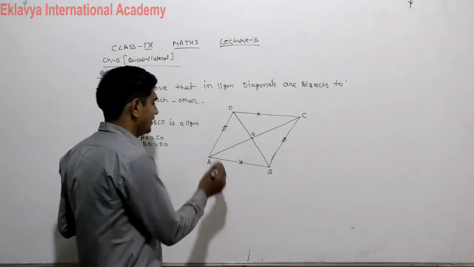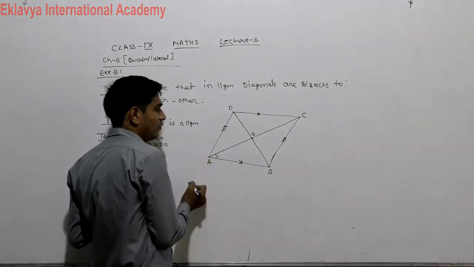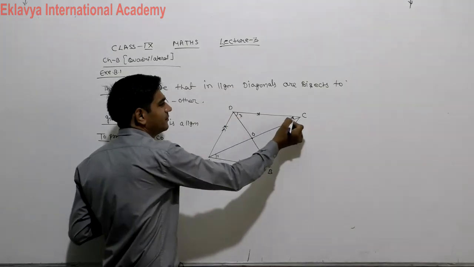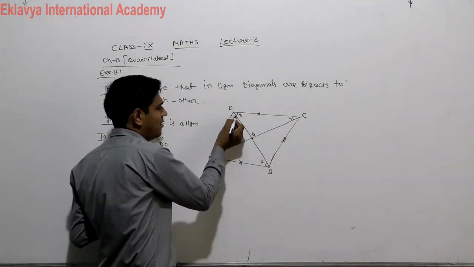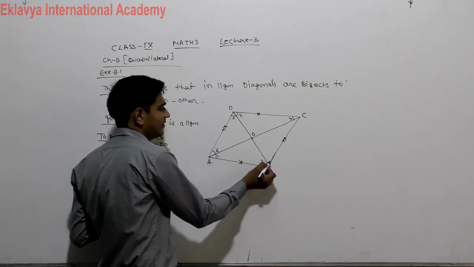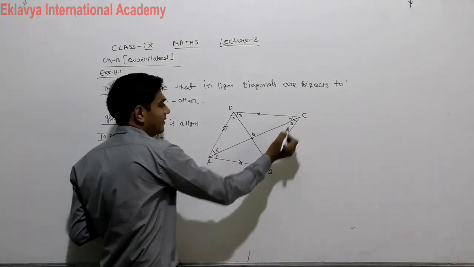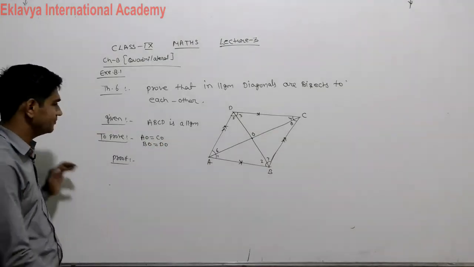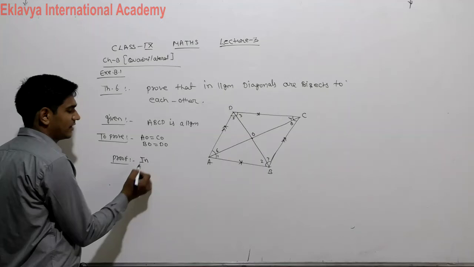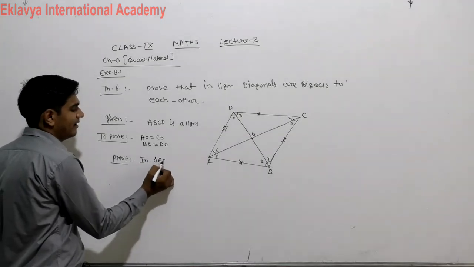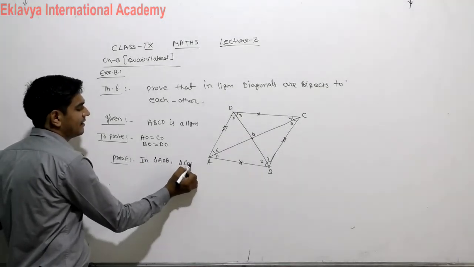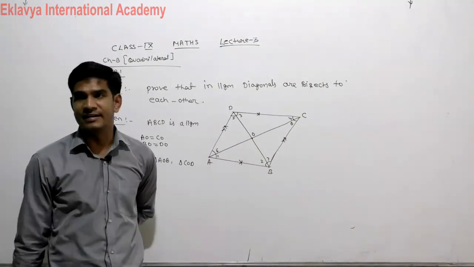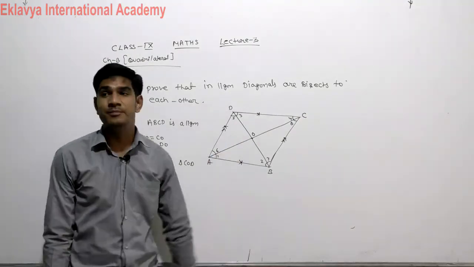So how will we prove here? Give the names: angle 1, angle 2, angle 3, angle 4, 5, angle 6, 7 and angle 8. So how will we prove that AO is equal to OC and BO is equal to DO? For that we select two triangles, first triangle AOB and second triangle COD. You can select these two triangles also. It is not compulsory that you select AOB and COD; you can also select ADO and BCO.